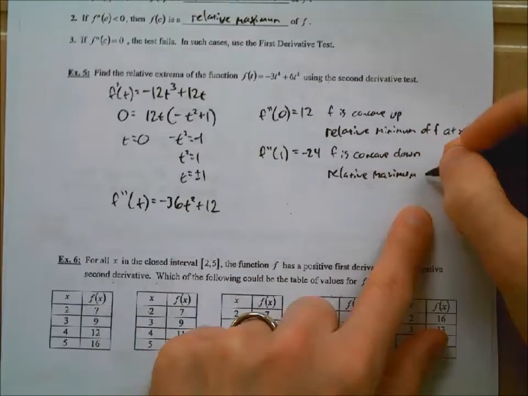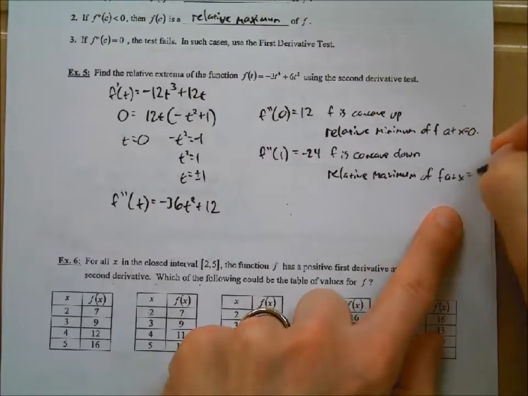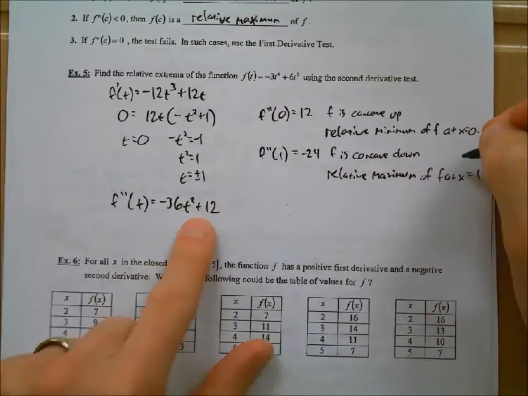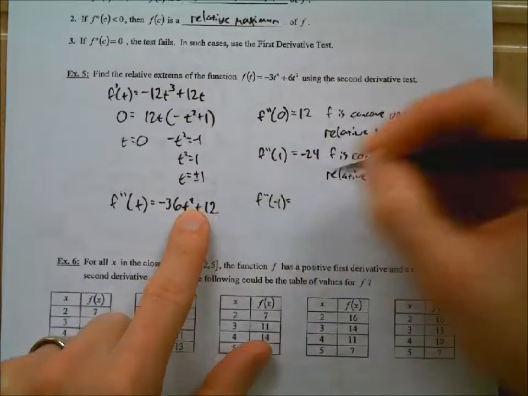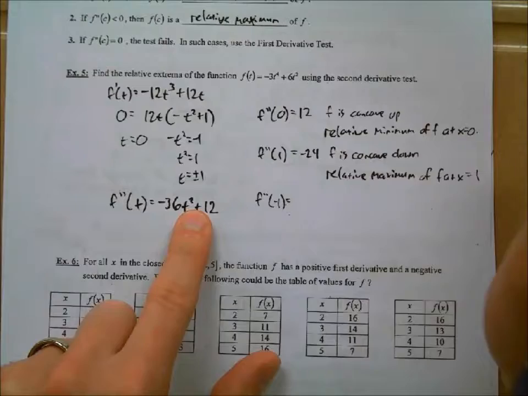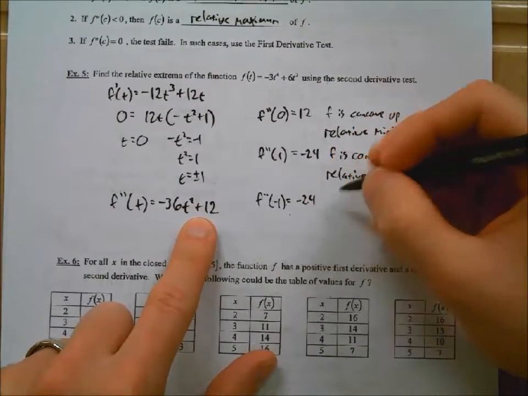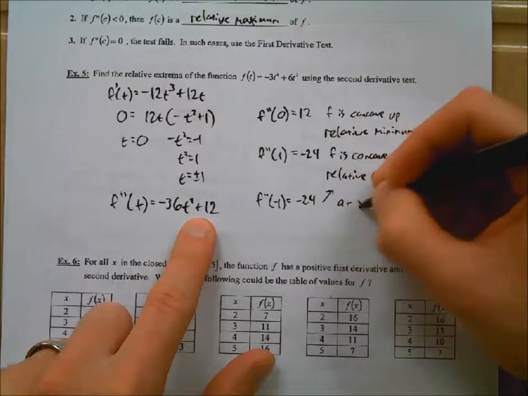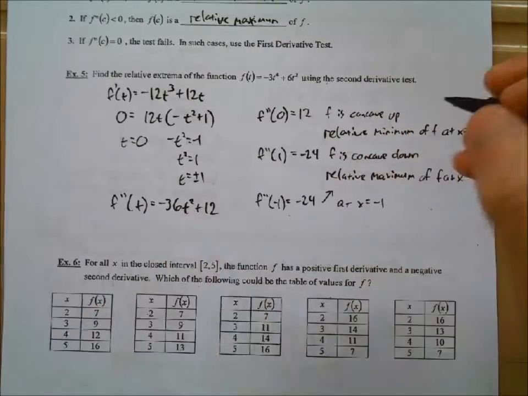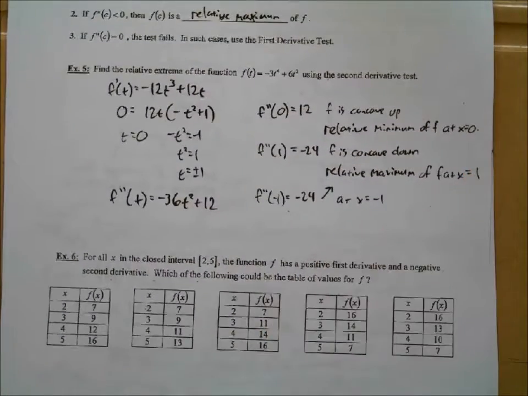Okay. And if you plug in negative 1, well, you're going to square the negative 1 anyway. Negative 1 squared is going to be positive 1 times negative 36 plus 12 will still be negative 24. And so we again get the same thing here as well, but for at x equals negative 1 as well. Okay? So two relative maximums at 1 and negative 1, and then one relative minimum at x equals 0.